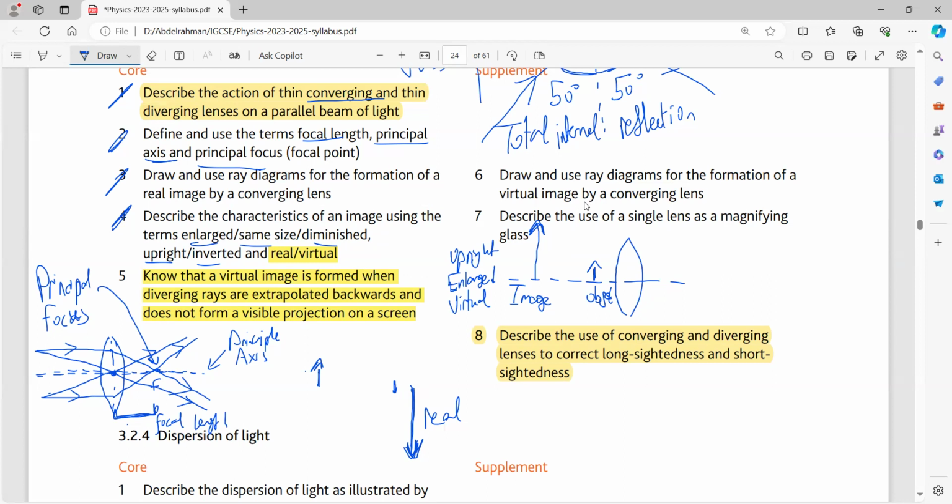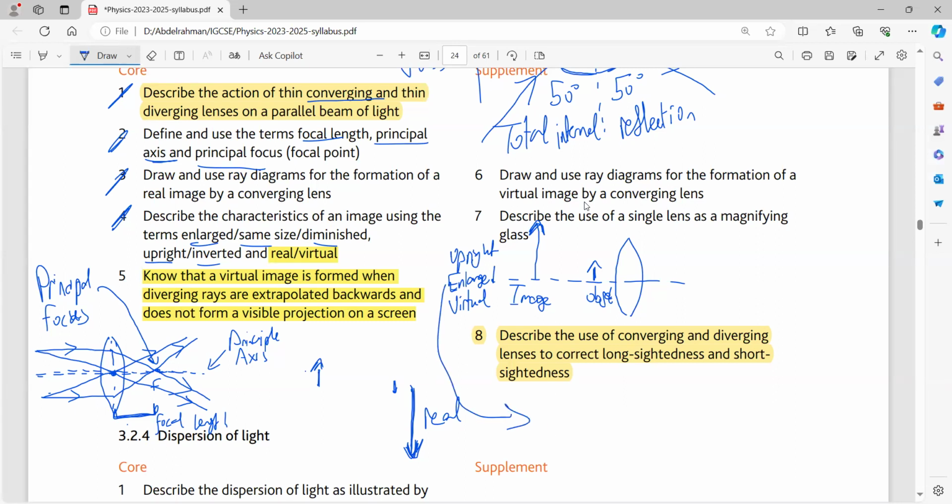When do I have a virtual image? We only have one case when we use a lens to produce a virtual image. If you recall, we just talked about virtual images, like the plane mirror images. All plane mirror images are called virtual images. But when we use a lens to produce a virtual image, it is only in one rare case, when we use something called the magnifying glass.